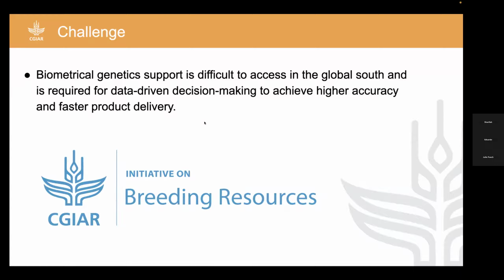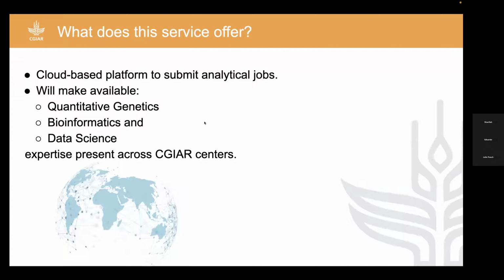Let me go to the next one. What Breeding Resources aims to put together is a cloud-based platform to make available expertise that is difficult to put in a single center: quantitative genetics, bioinformatics, data science, and make it available across an entire system through cloud-based platforms so people can submit analytical jobs.